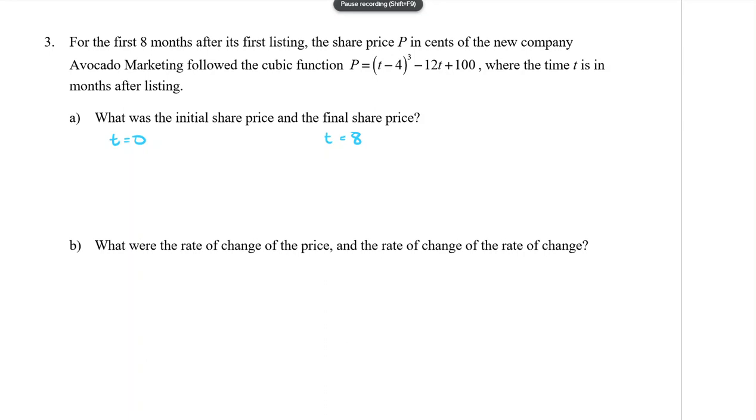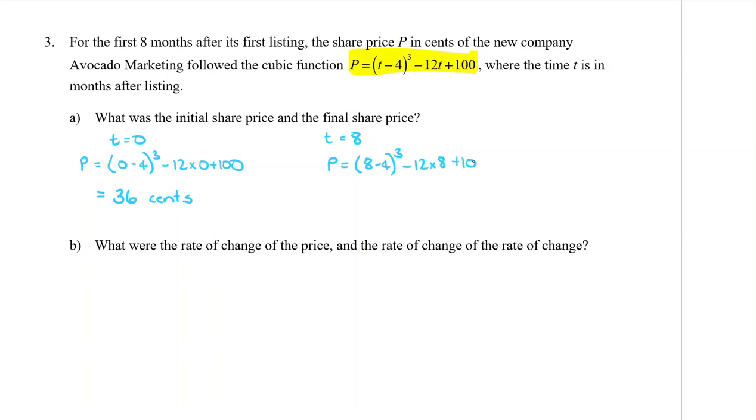So I'm just going to sub each of those into my equation up here for P. All right, so for T equals 0, I get P equals 0 minus 4 in brackets cubed minus 12 times 0 plus 100. Okay, you can type that in your calculator, but you should get that that is equal to 36 cents. Do the same thing for T is equal to 8. You'll get P equals 8 minus 4 in brackets cubed minus 12 times 8 plus 100. And this time you get 68 cents.